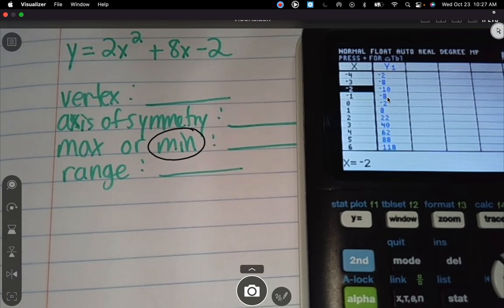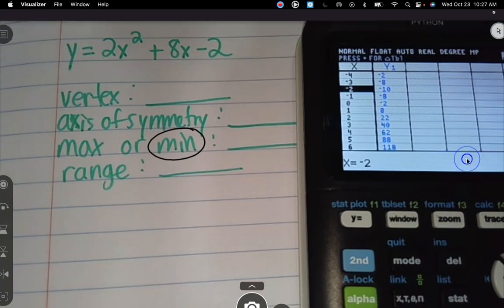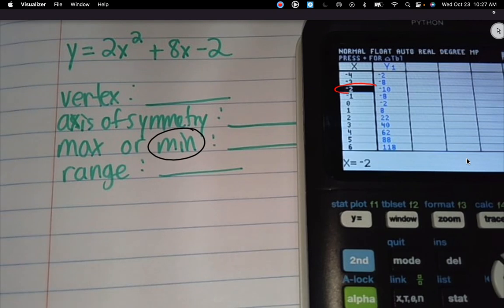Scroll up. You gotta scroll up and down and find where it repeats. Let me see what they tell you. They say it's -2, -10, the symmetry. You're looking for the symmetry of y values. Where does your y value repeat? Do y'all see where it goes from -8 to -10 back to -8? That's what you're looking for. That means this right here is your vertex.